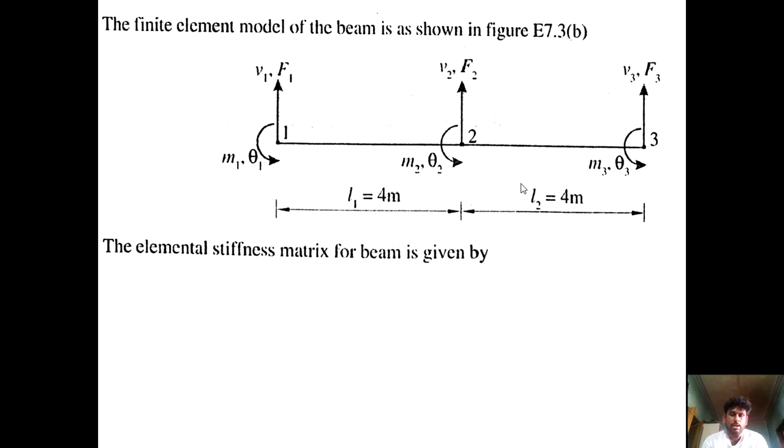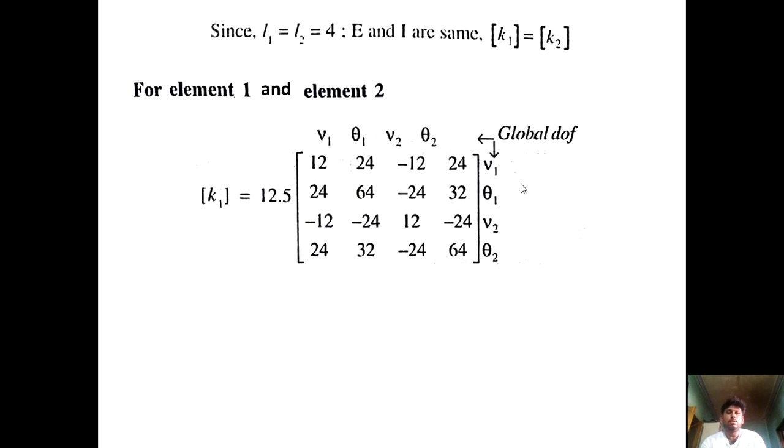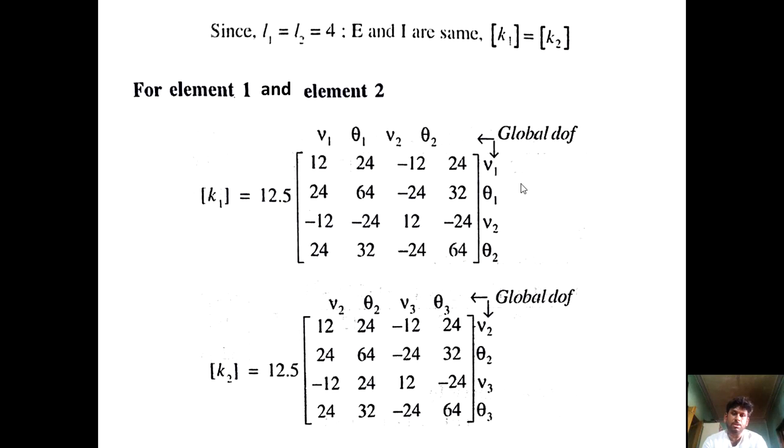As you know already, first you write the elemental stiffness matrix for the beam element. Since there are two elements, I should write it for element 1 and element 2. Since the length of both elements is the same, and the Young's modulus E and moment of inertia I are also the same, the value of K1 equals K2. Therefore for elements 1 and 2, I get the elemental stiffness matrices K1 and K2 like so.